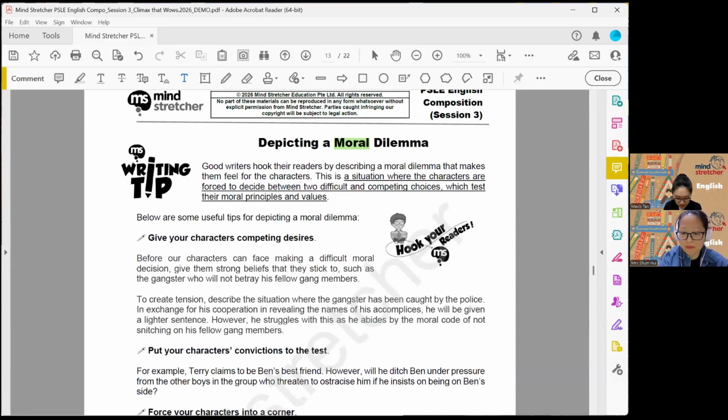So very often it is related to integrity, responsibility. So for example, you're supposed to take care of your younger sibling, but your friend asked you to go to the arcade. So what's your responsibility? Okay, so now you have a moral dilemma. So integrity, responsibility. It involves moral principles, doing what is right versus doing what is convenient or more pleasant.